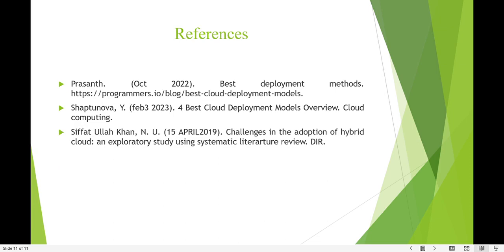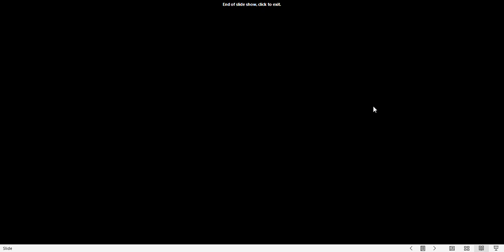And these are the major references that I got with the deployments. Prashant is the one who did it on October 22nd with the deployment methods. And Sapotnia, which she recently did. And Sifatullah Khan, who was the first person to get the others.